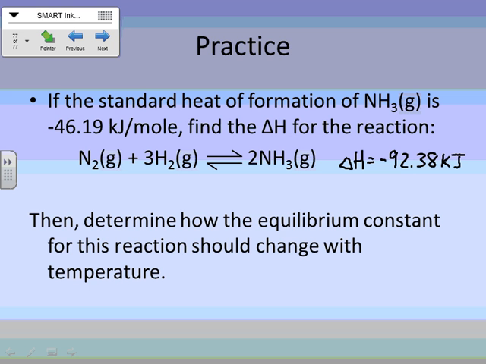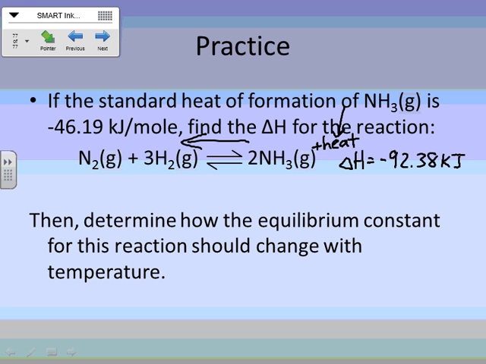Okay. So, well, careful. This is a negative delta H, right? Which means it is exothermic. Okay. So heat is one of our products here. Now this is just saying how it should change with temperature, so we can kind of pick whether we want to talk about increasing or decreasing. I would say increasing is probably a little bit easier. If we increase the heat, we are essentially adding a product which pushes the equilibrium to the left.